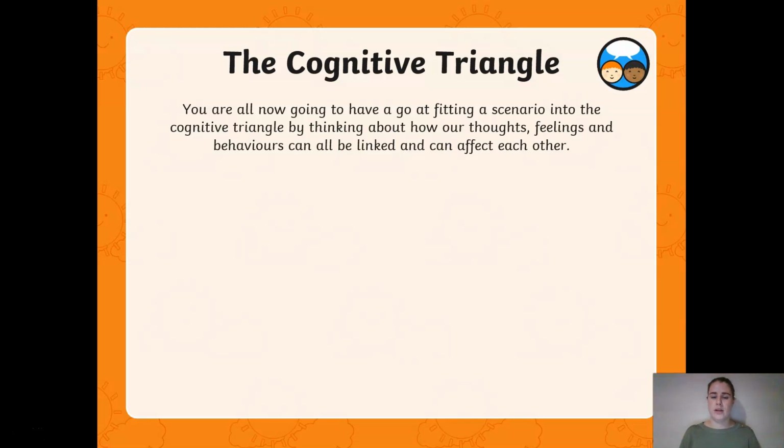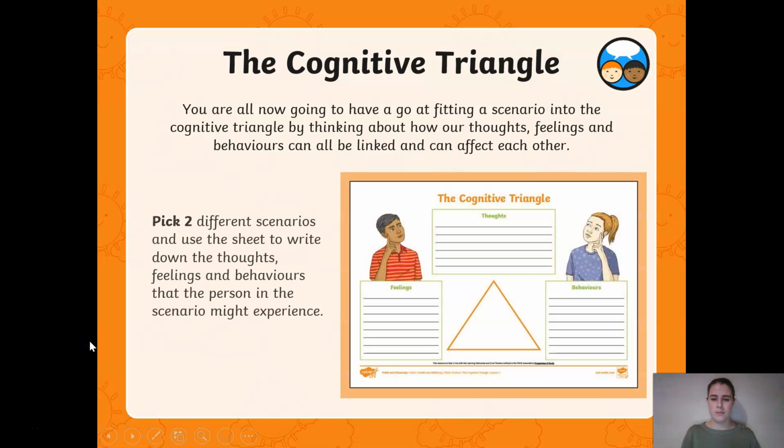So you are now all going to have a go at fitting a different scenario into that cognitive triangle by thinking about our thoughts, feelings, and behaviours and how they can all be linked together. Okay, so you have this sheet in front of you and I have sent home various different activities.